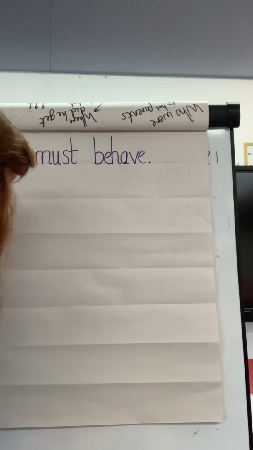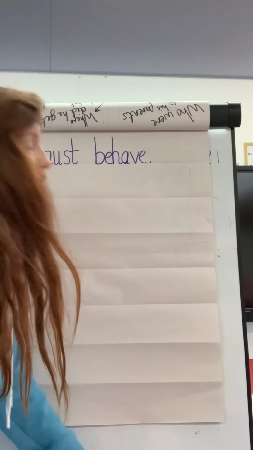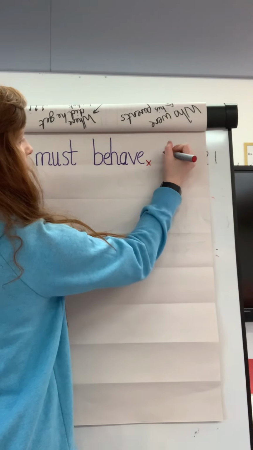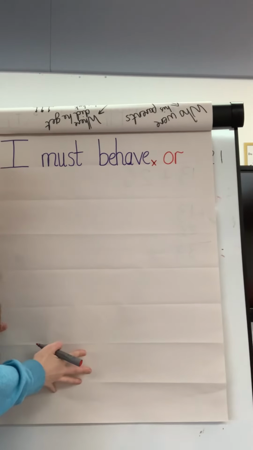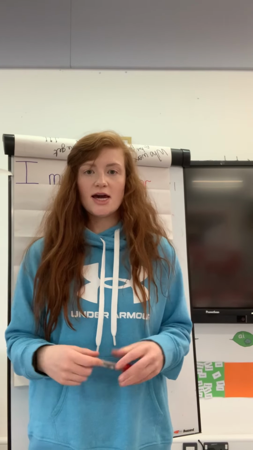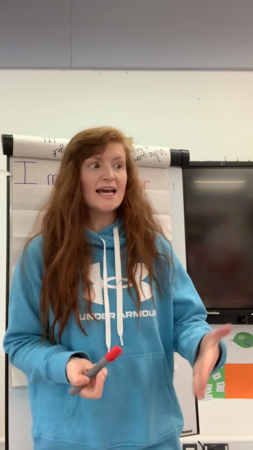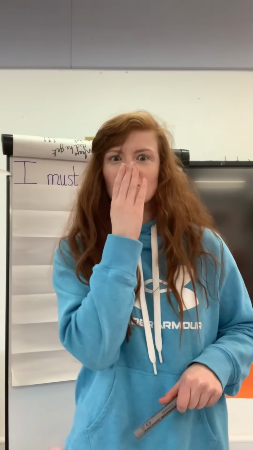Now, remember, I said today that we are extending our sentence using or. So we're going to cross that out. We're going to put I must behave or. So what's going to happen if you make the wrong choice and you misbehave? Okay, this could be an example at home, could be an example in school. So some of the consequences we have in school if you misbehave, so maybe in class you were supposed to be getting on with your work, but instead you were chatting to your friend and not listening and not getting on with your work, is you might have to do your work during break time or during lunch time or during your own time.